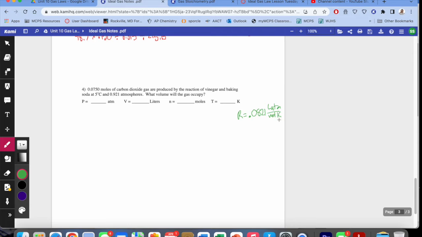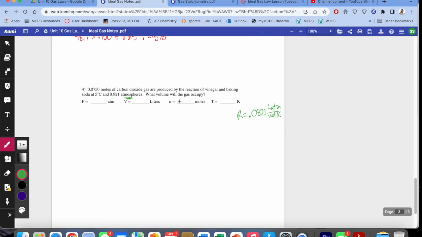And why am I going to do that? Well, 2 reasons. One, because I want to show you that you can do this problem with either R, but also I'm given atmospheres in the problem. Once I'm given atmospheres, I'm not going to convert atmospheres to Kelvin, just use the other R value. So we play the what do we know game.